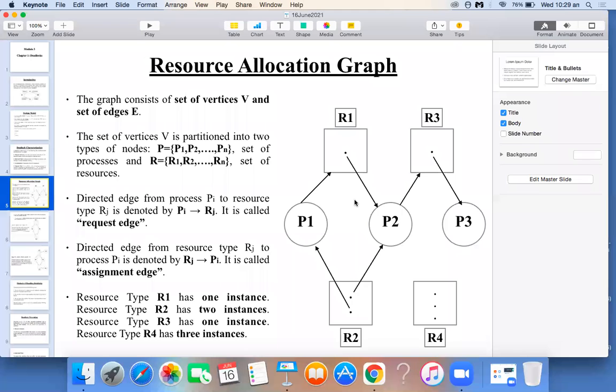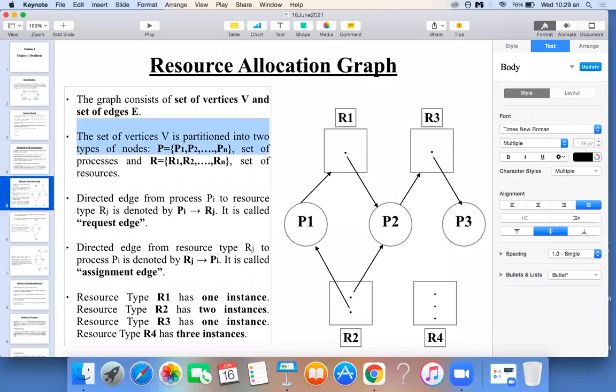In terms of computers, vertices are what we call processes, and we also call resources vertices. You can see that here. Vertices are of two types: one is the process, and the other is the resource. There are three processes here and four resources: R1, R2, R3, R4. We call all of these vertices.